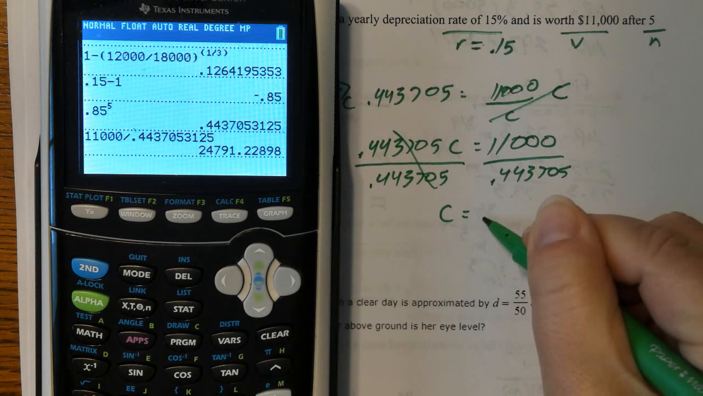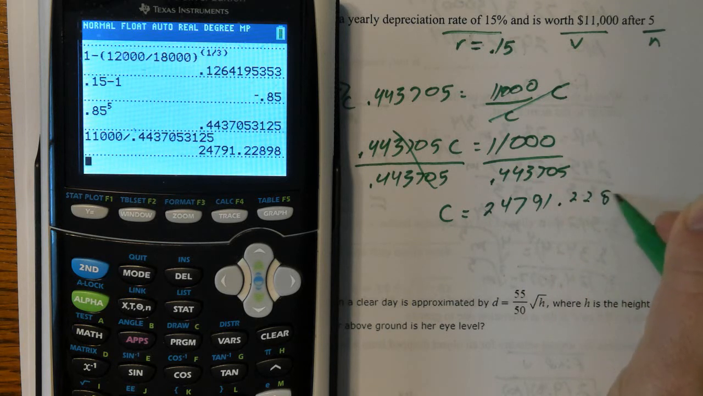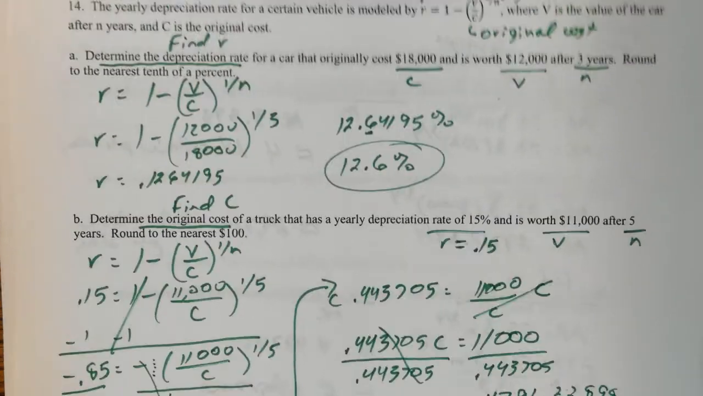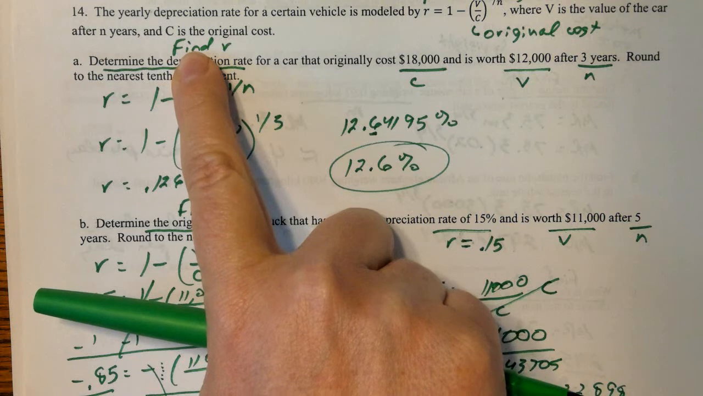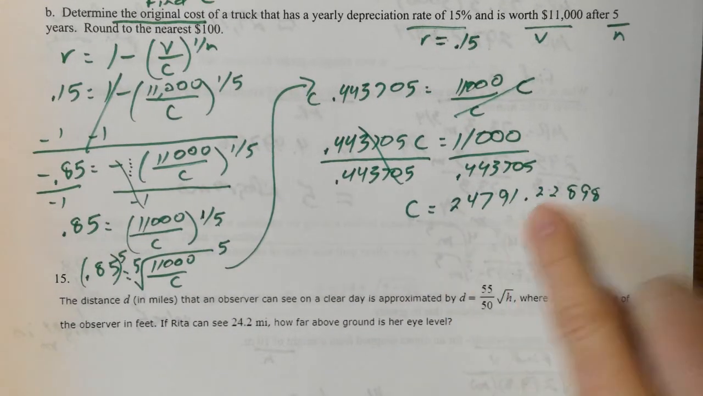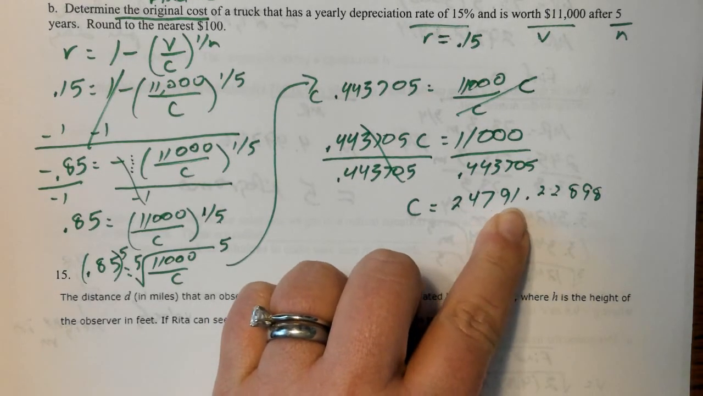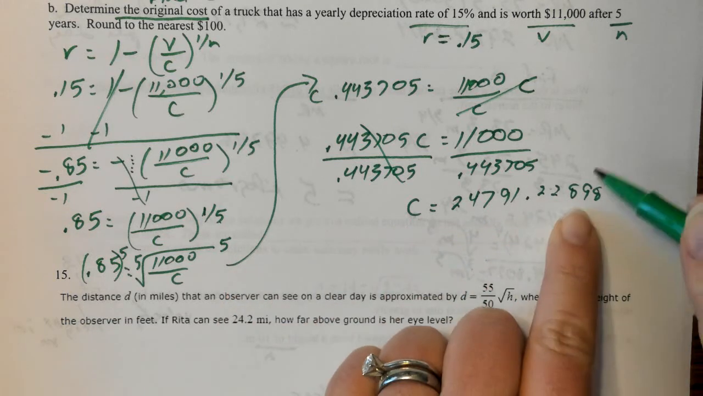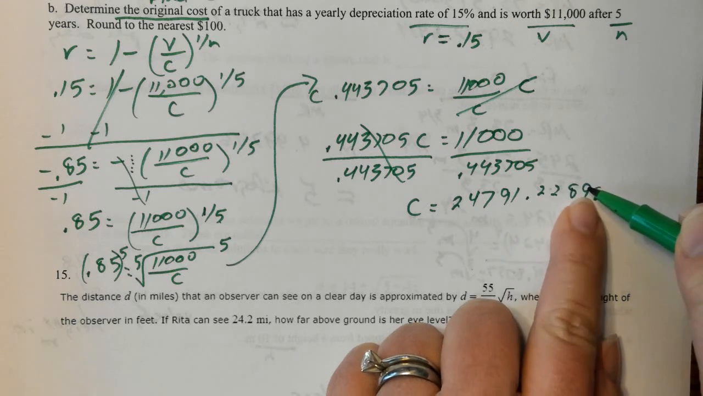Okay, so our C value is 24791.22898. Okay, what does that mean? Remember, C is our original cost. So cost of a vehicle is in dollars. It's money. So this means it's $24,791.22, whatever, okay? Probably, if money, you only round to the hundredths place, so this would be in 23 cents, okay?